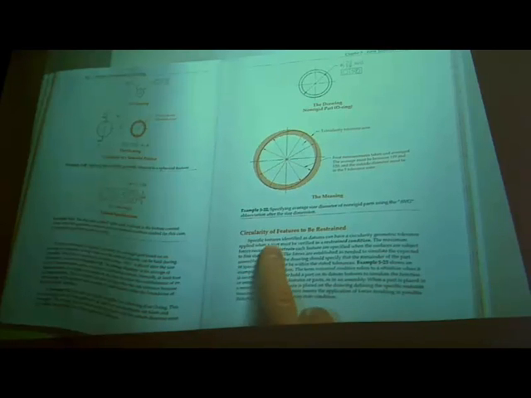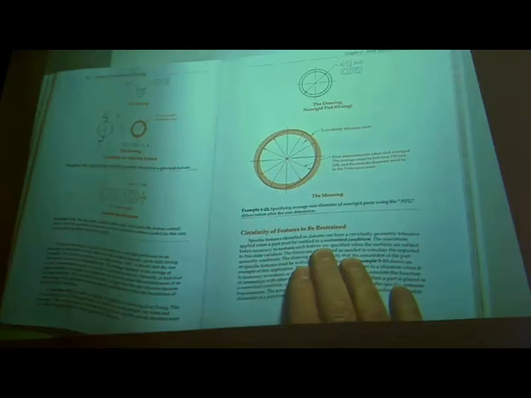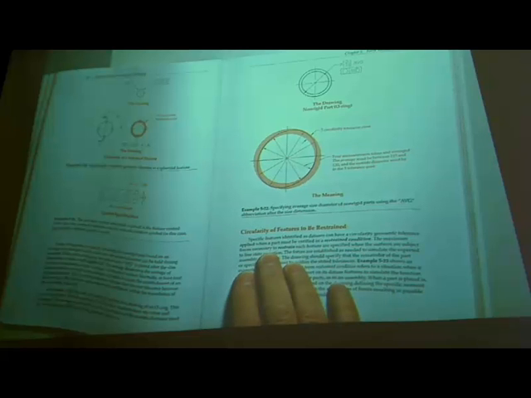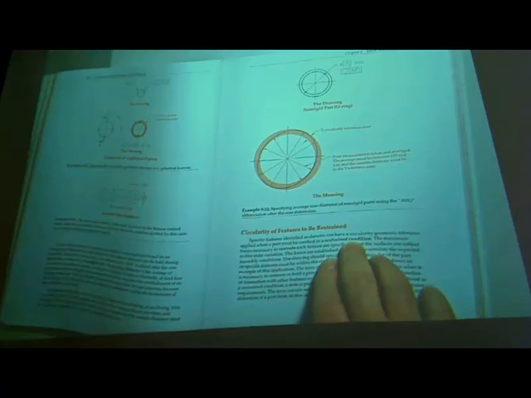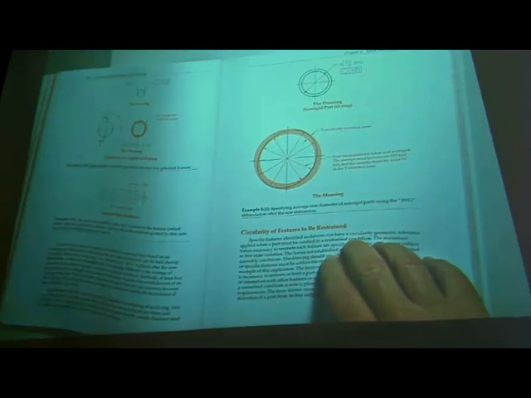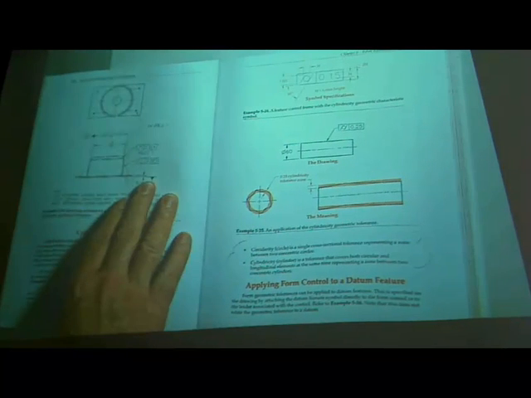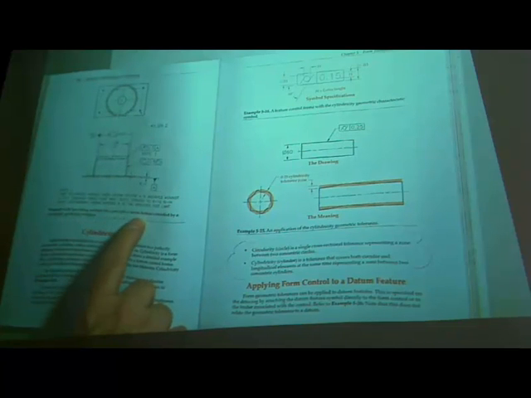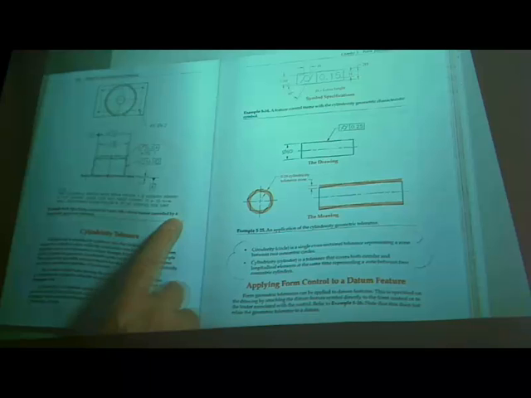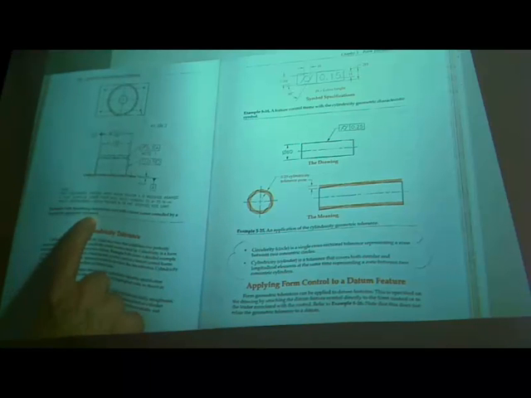Then controlling the circularity. This is what we call a restrained condition. So when it's actually kind of a simulated assembly, what you see on page 194 is specifying restraint for a part with a datum feature controlled by circularity geometric tolerance.